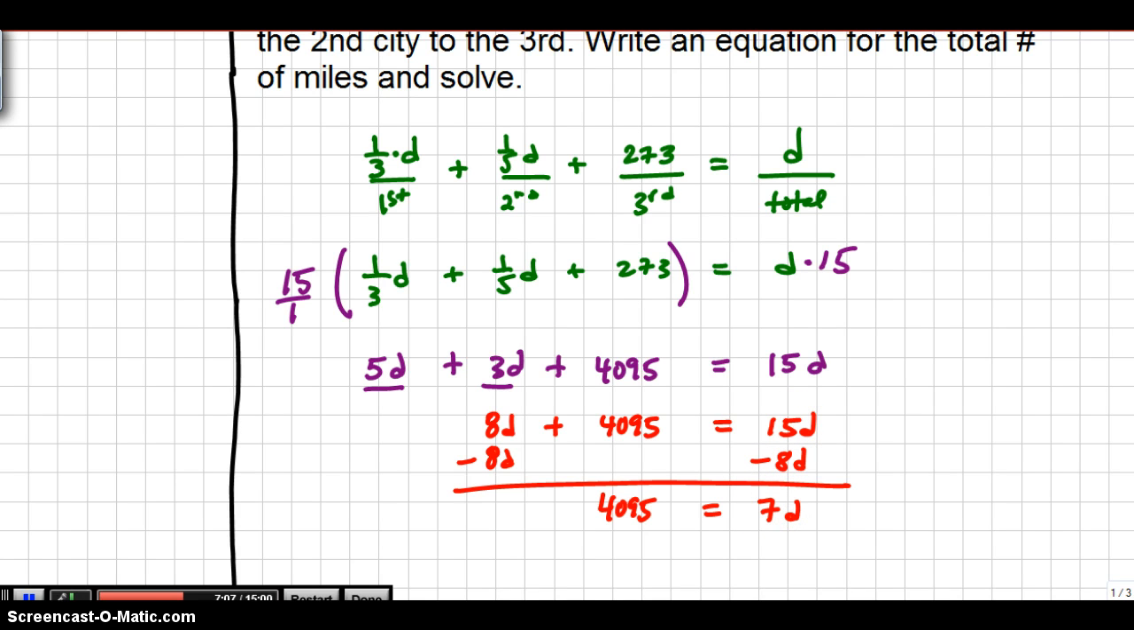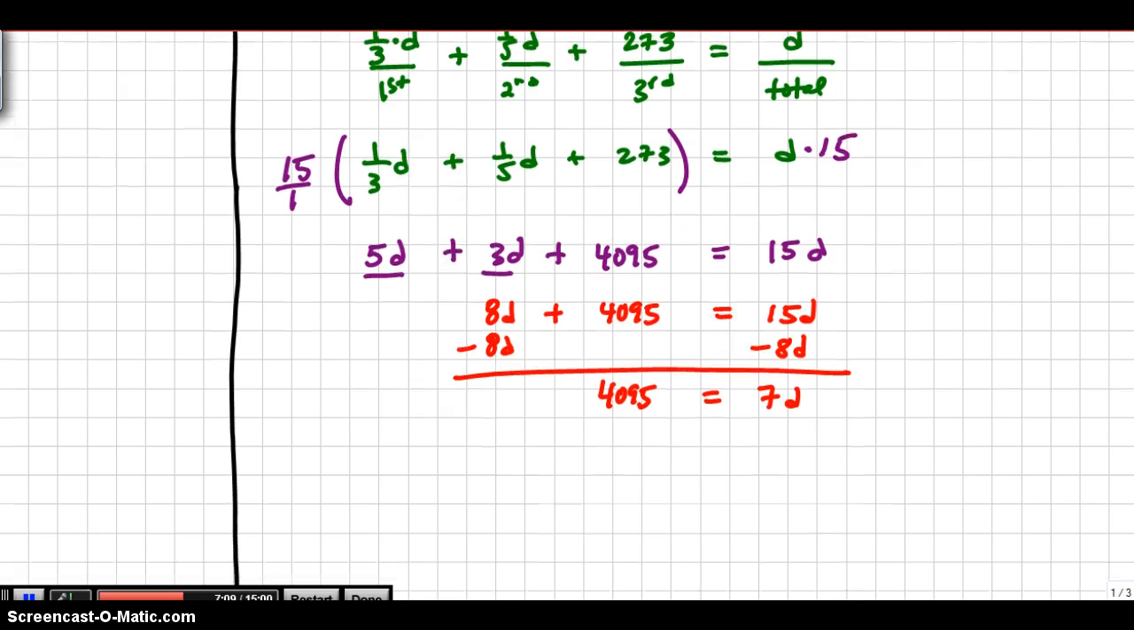Now to get rid of the 7, since it is right next to the D, we do the inverse operation. 7 times D, the inverse operation there would be to divide. Could also multiply by the reciprocal, which would be 1/7. Make sure when you're dividing, when you type it in, it's always top number divided by bottom. Once in a while I have a few kids who mix that up. So always do top divided by bottom when you type it in, and you get 585 here.